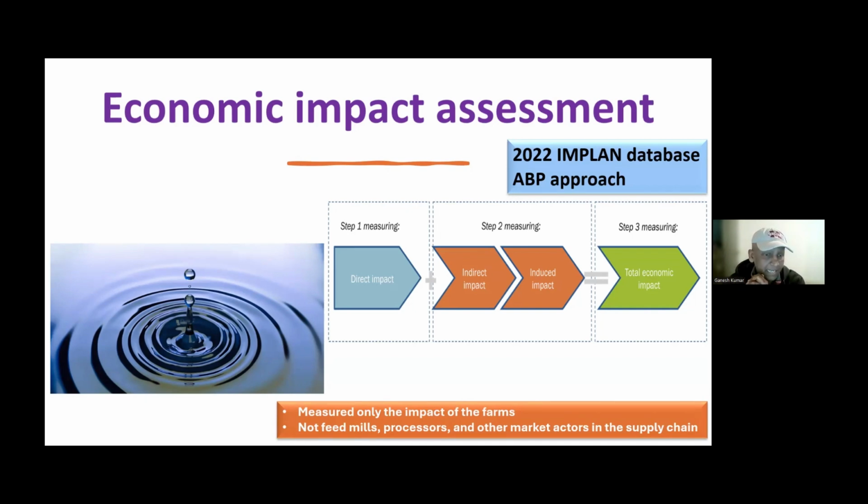Typically, we can exemplify this as a stone being thrown into a pond. The direct impact is because of the stone. It creates ripple effects within the pond. And within those ripples, the ripples will backlash from the pond also. So there will be multiple impacts going on within the pond. And quantifying that together is called the economic impact assessment.